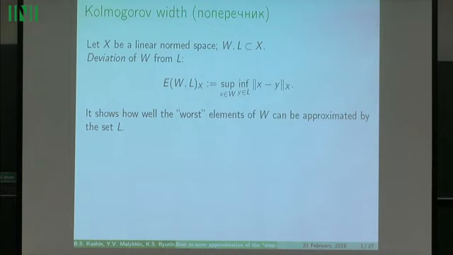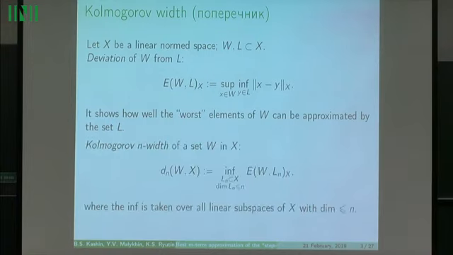We try to approximate our subset W, and we find an element of this set W which is the worst case from the approximation point of view by this subspace. And after it, we try to find the subspace which approximates our set W in the best way. So here is the usual definition of the Kolmogorov n-width for a set W. It's written here, so it's an infimum over all linear subspaces of dimension n of this deviation.